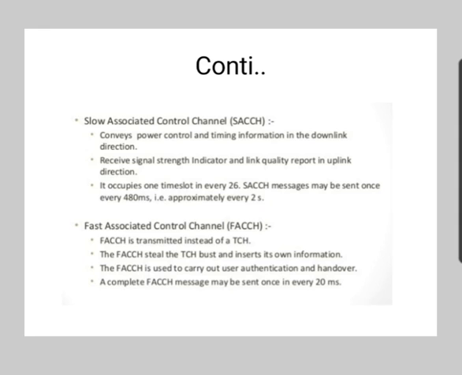Now the slow associated control channel is related to the traffic channel or the SDCCH. On the forward link, it is used to send regularly changing information like transmit power level, specific timing advance instruction for each user and broadcast messages. On the reverse link, it carries information about received signal strength, quality of TCH and BCH, and measurement results from the neighboring cells.